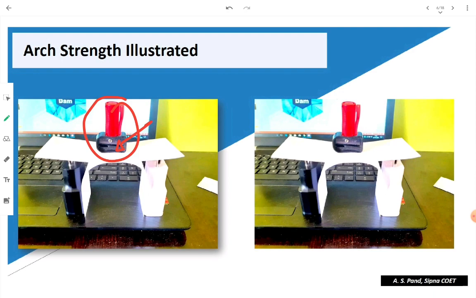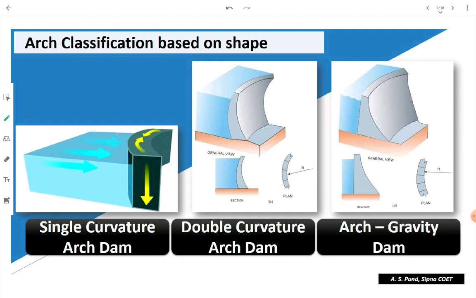But the only thing is the support here should be very strong. The only requirement of an arch dam is that the side support, or the abutment as we call it, should be very sound and strong. Now let's see how the arch dam has been classified based on shape.